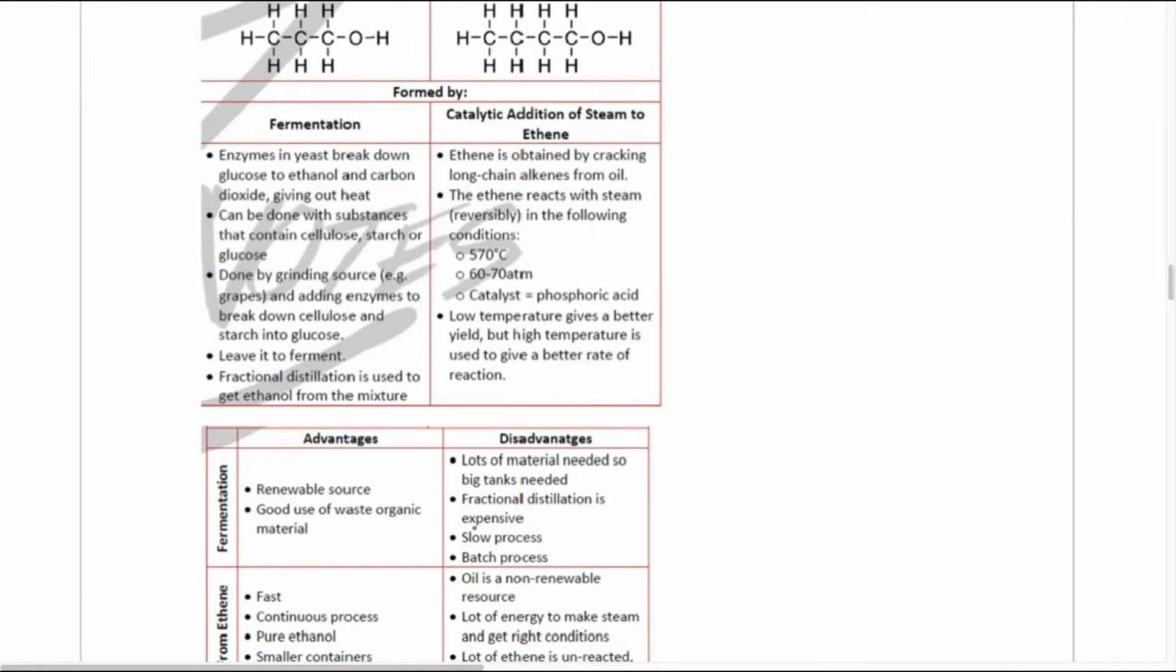Fractional distillation is expensive if you want to get ethanol from the mixture. It's a slow process, so you have to wait a long time to get enough alcohol or wine. It's a batch process, so I have to do batch by batch. Like when you buy wine from a shop, you may buy wine of a particular year, and so on. So they do batch by batch.